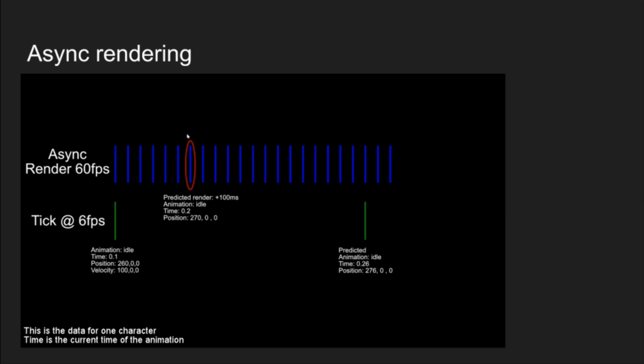So now let's look at this frame in particular. This frame is 100 milliseconds after the first tick, so we will interpolate between this frame and this frame using a 100 millisecond offset. The animation at this render frame will be idle, the time will be 0.2 and the position will be 270, 0. This is what we render. Even though this is not getting executed, we still render this for a smooth visual.